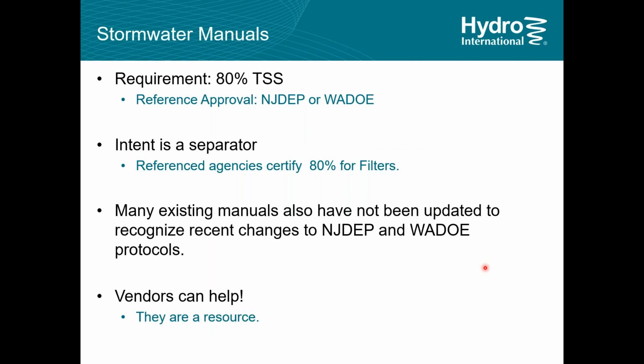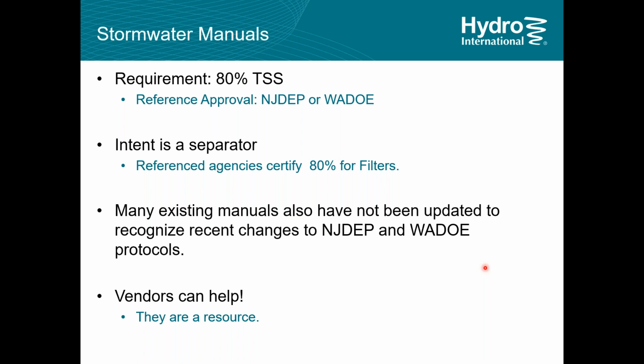So in stormwater manuals, as I say, many have been updated in recent years, and also New Jersey and Washington DOE have been updated in recent years. What I'm finding is there is some disconnect between references and manuals requiring 80% TSS, but then referencing New Jersey or Washington, where they are only certified for, say, 50%. The intent may be to use a separator, but the net result is that if you want 80% removal using those certifying agencies, you end up with filters.